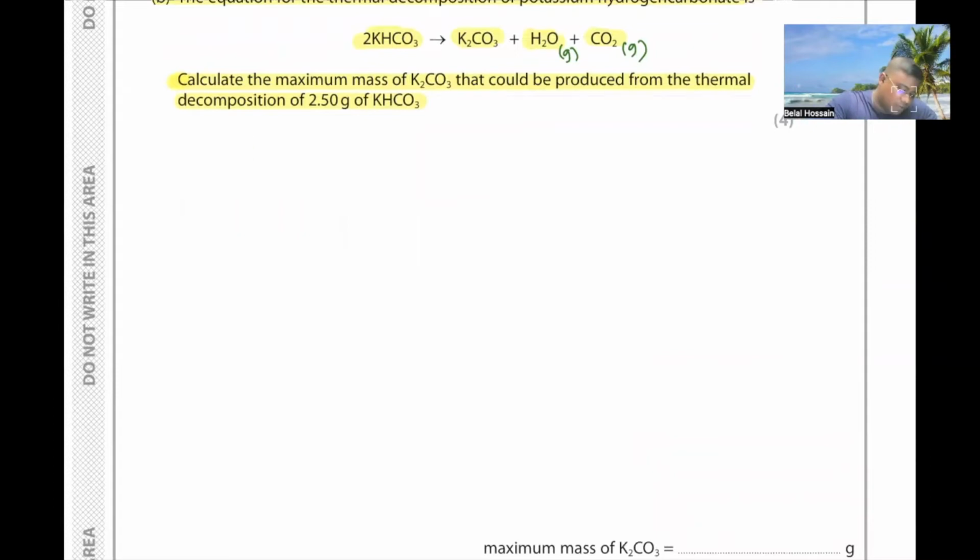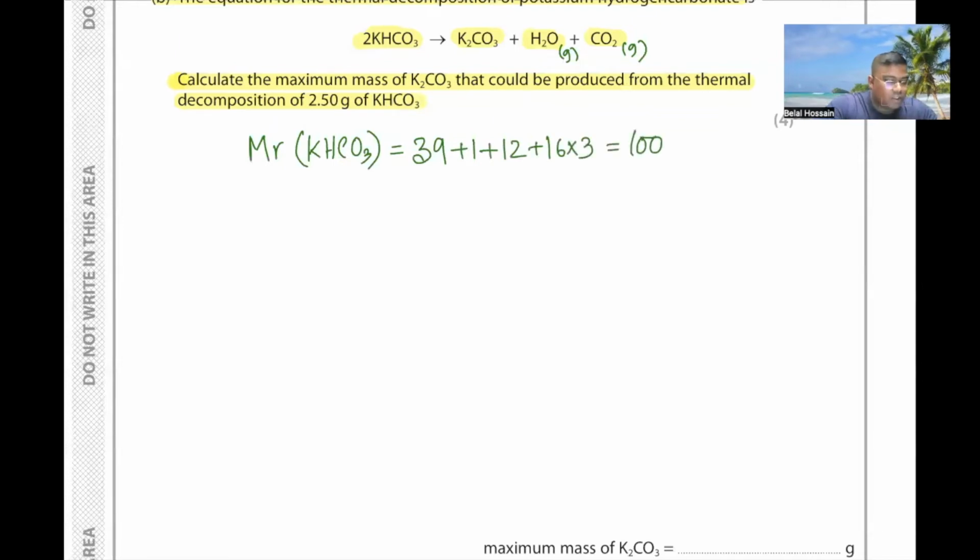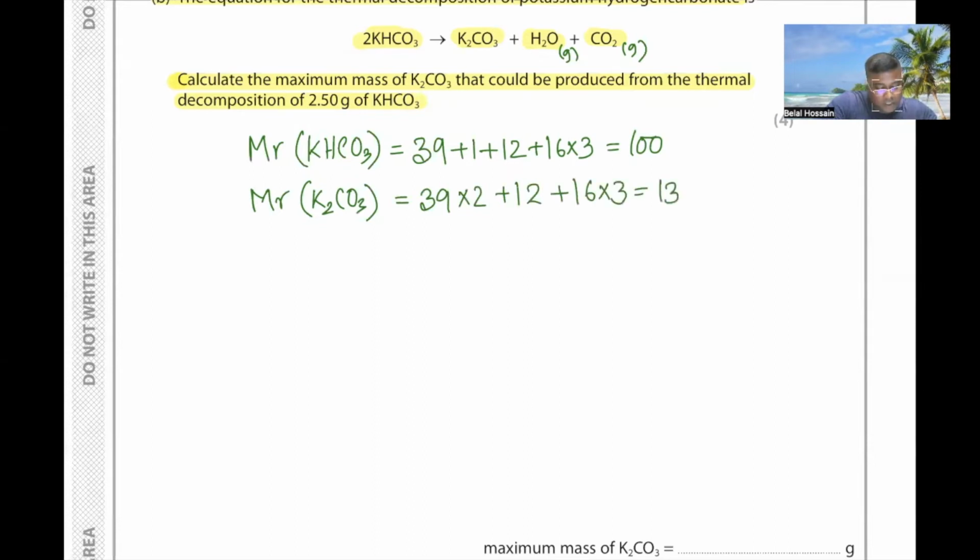First of all, if we find out the Mr of potassium hydrogen carbonate, the mass of potassium is 39 plus 1 plus 12 plus 16 into 3, which totally adds up to 100. Now we need to know the Mr of K2CO3. So 39 into 2 plus 12 plus 16 into 3, which is equal to 138.